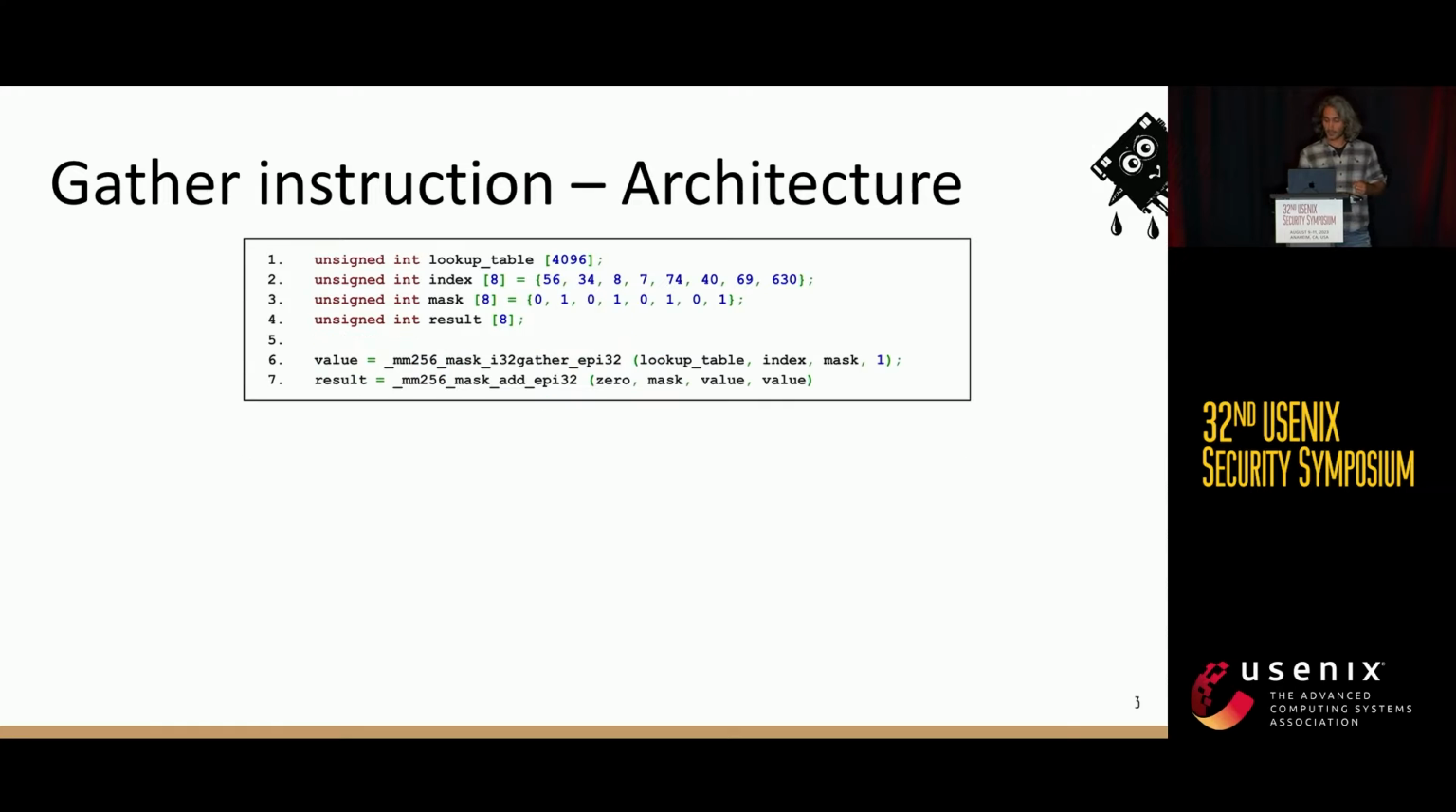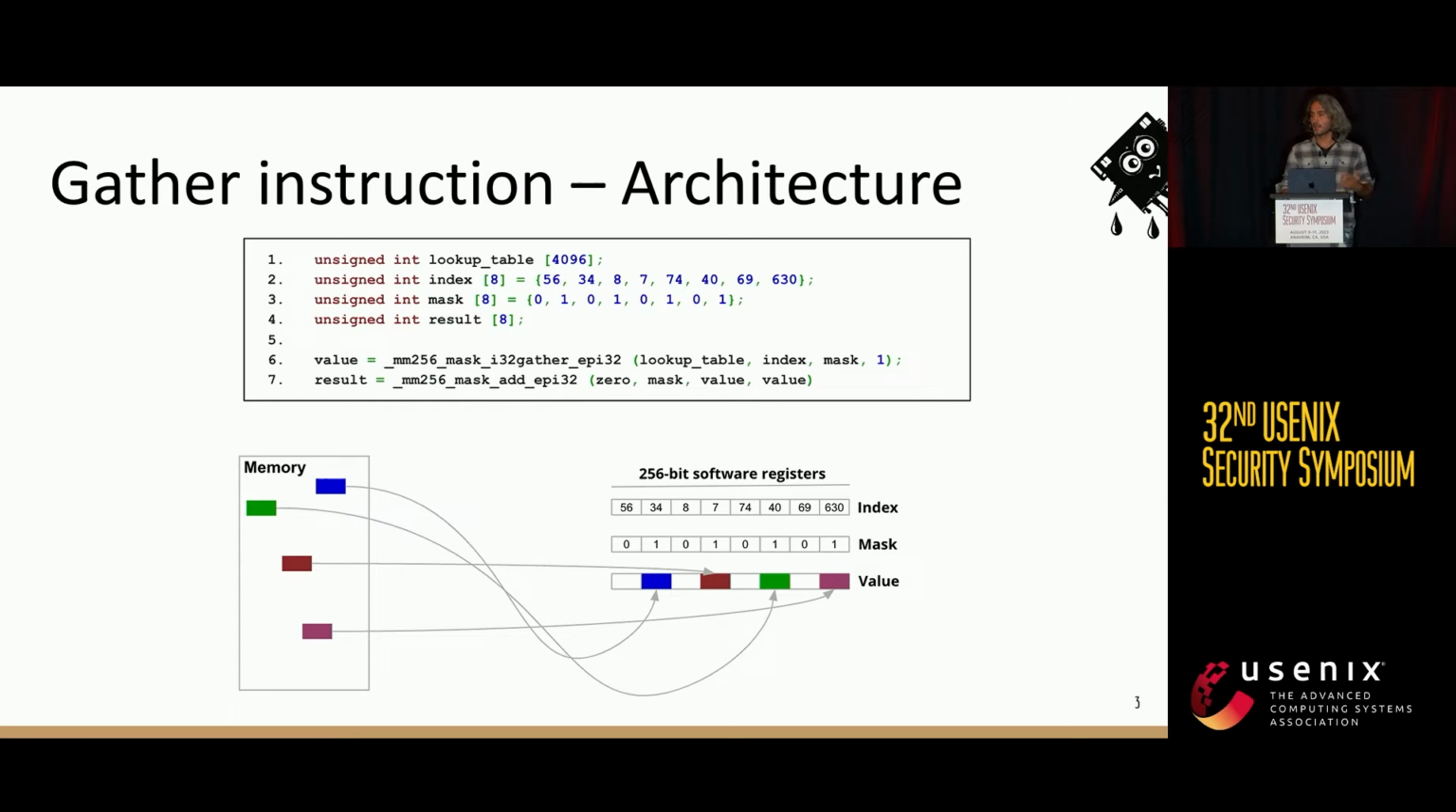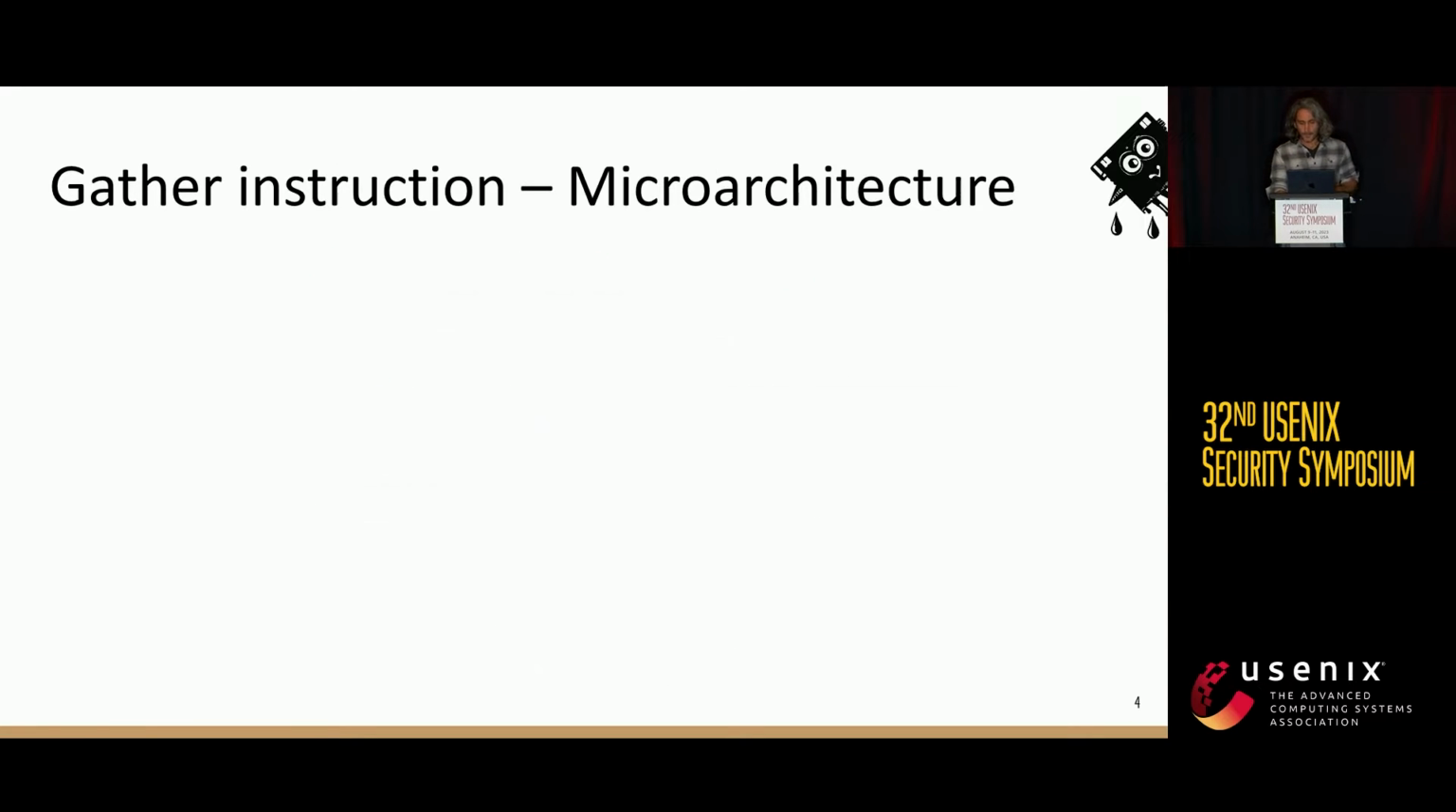But we can rewrite this code with the AVX extension, using this gather instruction. It accepts a lookup table, an index, and a mask vector register, and that mask register does the if statement. Then we can get the data and do another vector operation to perform the computation. It looks something like this. We have a bunch of scattered data. The CPU uses indexes to find the data, and based on the mask, puts it into the software register. But underneath, the CPU can do a lot of interesting things to make this instruction a lot faster.